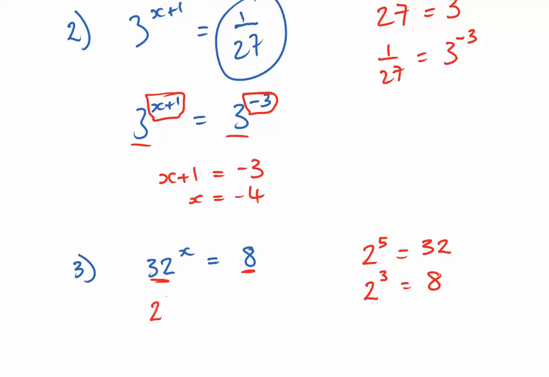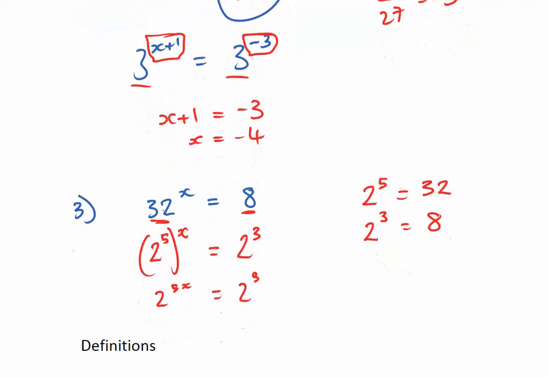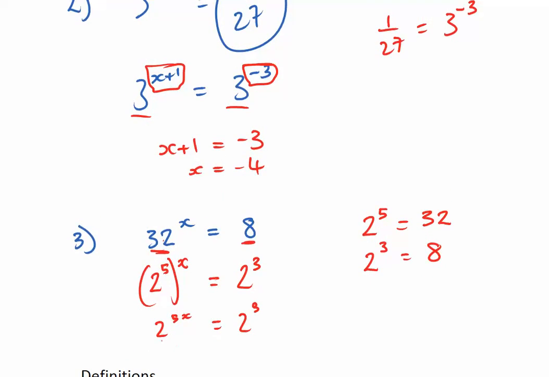So let's just rewrite that. 2 to the 5 is 32. And 8 is 2 to the power of 3. Now what we know about indices is that we need to multiply these two powers together. So that's 2 to the power of 5x is equal to 2 to the power of 3. And since these two bases are now the same, we've got 5x is equal to 3, and therefore x is equal to 3 divided by 5.